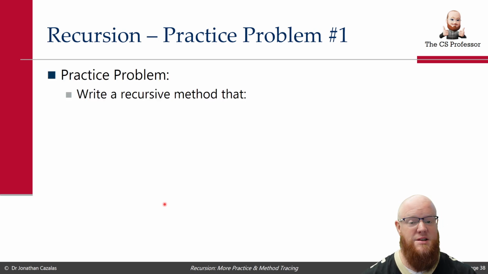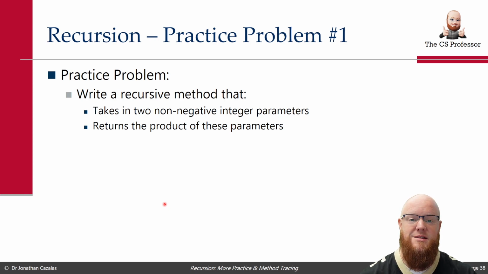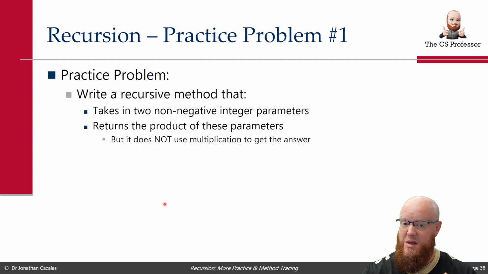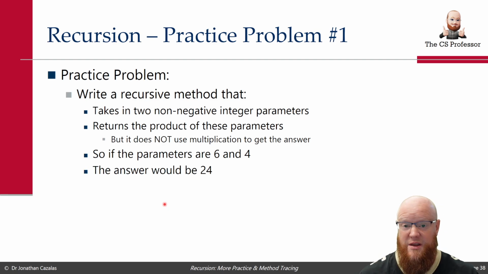Recursion, our first practice problem. Write a method, certainly recursive, that takes in 2 non-negative integer parameters and simply produces the product of these parameters. But we cannot use multiplication to get our answer. So if the parameters are 6 and 4, your method should return 24.